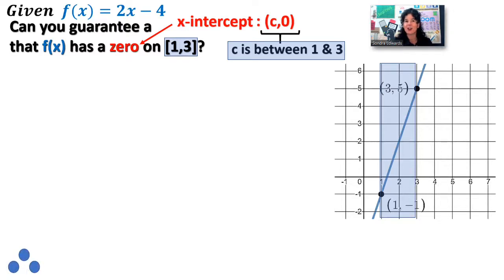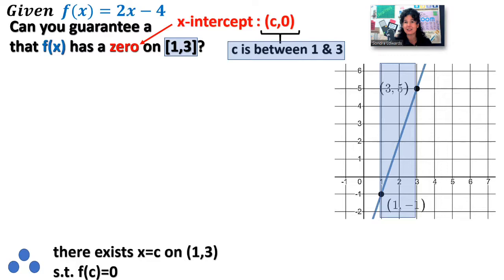Let's go ahead and state our conclusion, what it is we're trying to prove before we actually prove it. So what we're saying is that there exists an x that we call c, and that c is somewhere between 1 and 3, such that when we plug it in, f of c equals 0. So there exists an x equals c on the open interval 1 to 3 such that f of c equals 0. It's nice to state the conclusion because if you don't know where you're headed, it's kind of hard to get there.